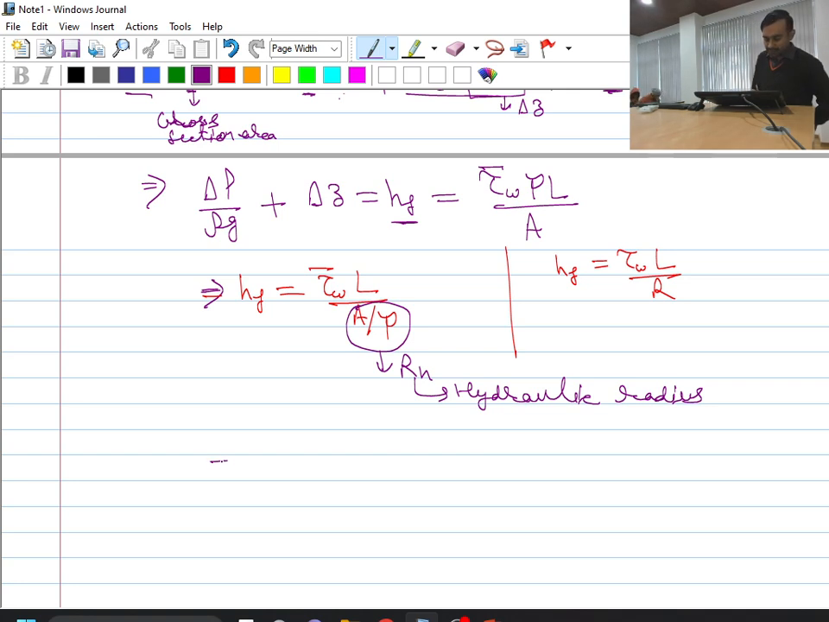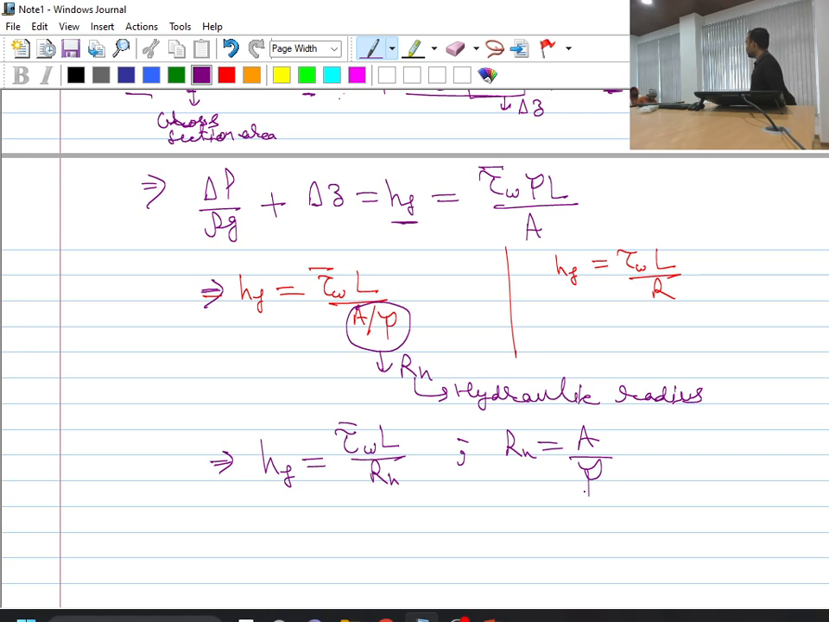Is this one clear? So for a non-circular duct I can simply write head loss as average wall shear stress times length divided by RH, where RH is cross-sectional area by perimeter of the duct. If you consider this to be your generic formula and substitute the area and perimeter for a circular duct, the area is pi r square and the perimeter is 2 pi r. So pi r cancels and it becomes identical to r. Fine.